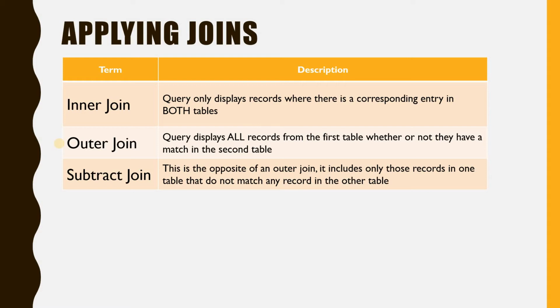An alternative outer join based on the repairs table could also be defined, which would show all repair records even when there was no associated computer record. A subtract join is the opposite of an outer join. It includes only those records in one table that don't match any record in the other table.